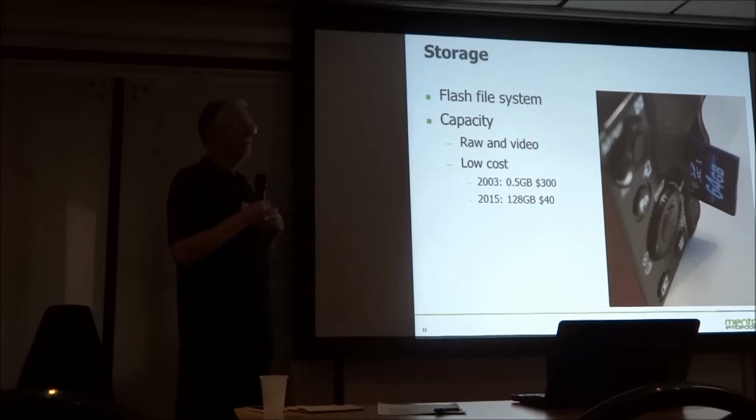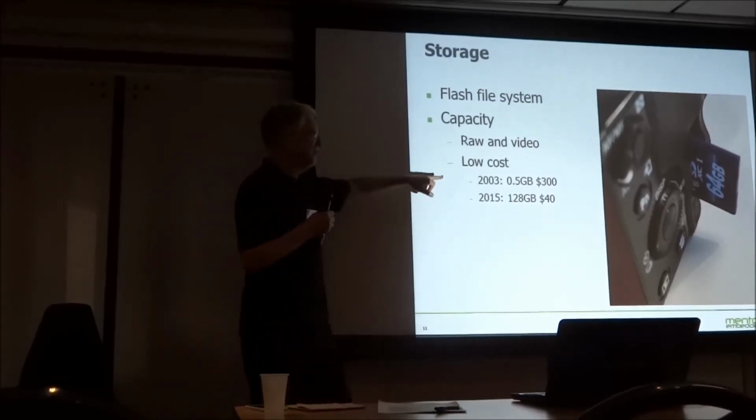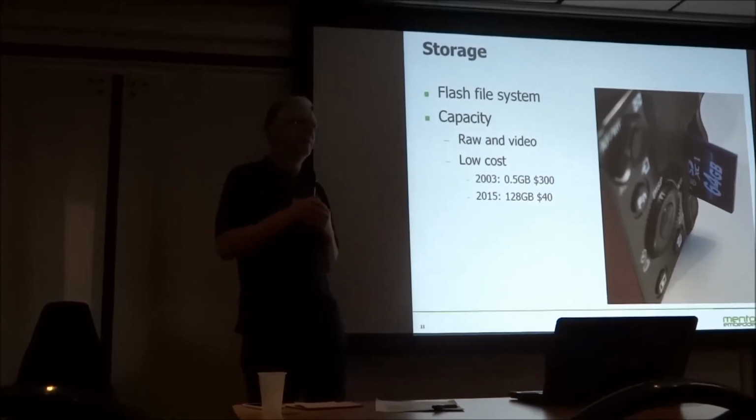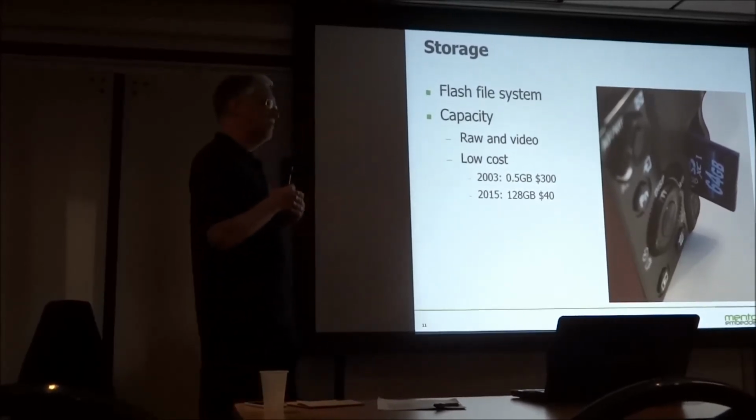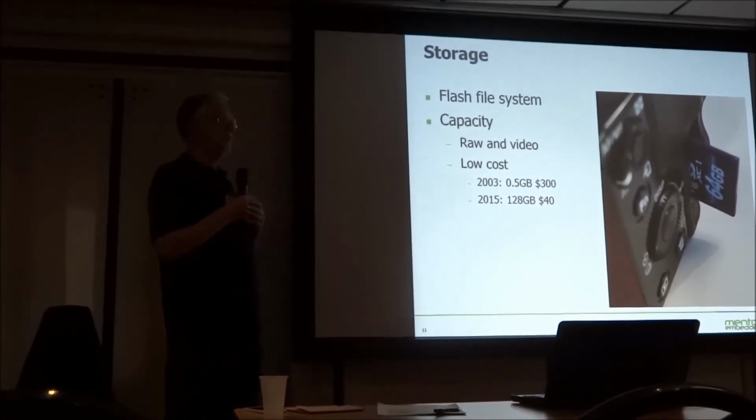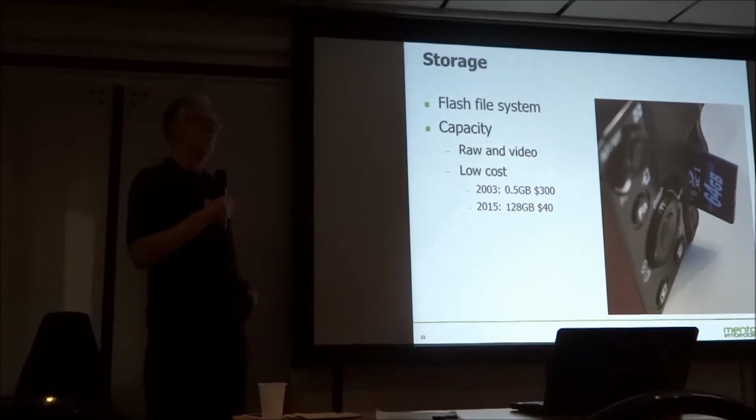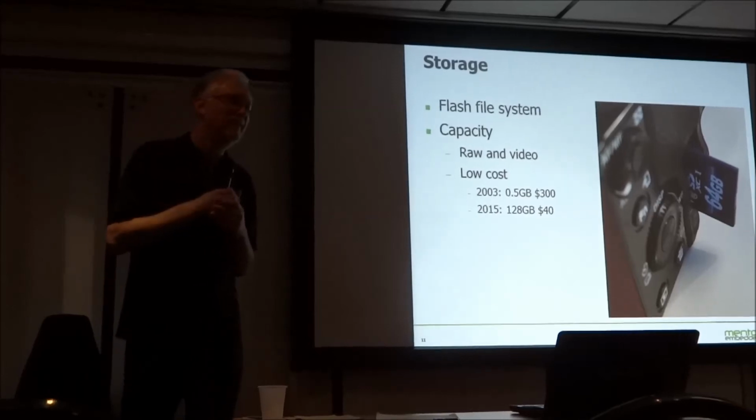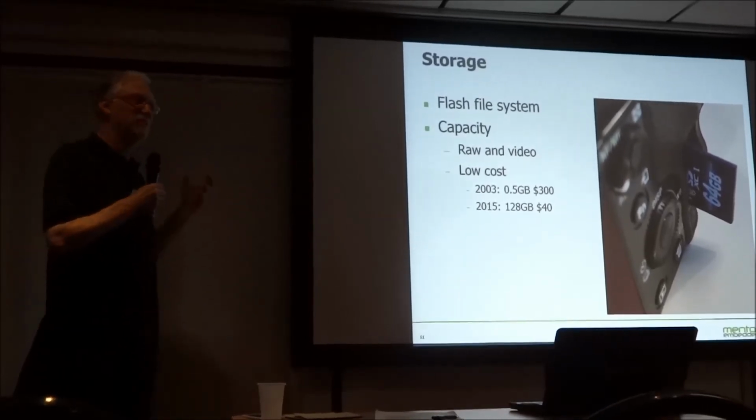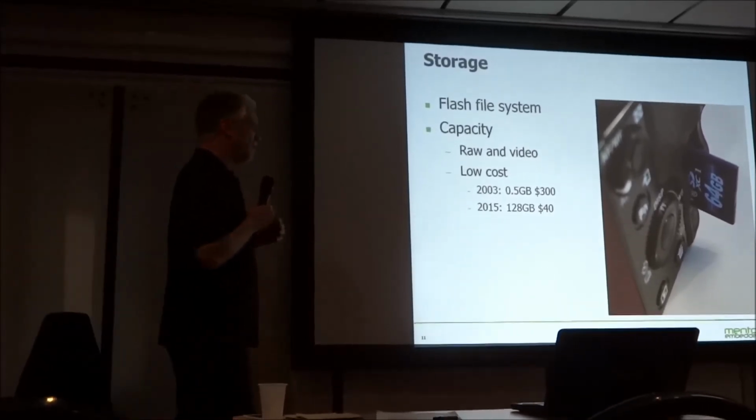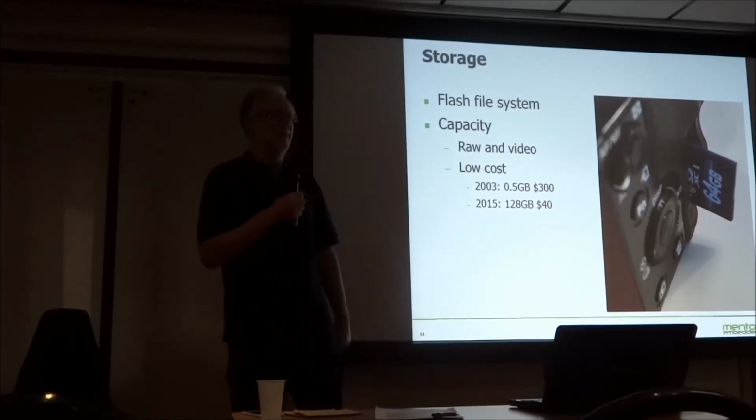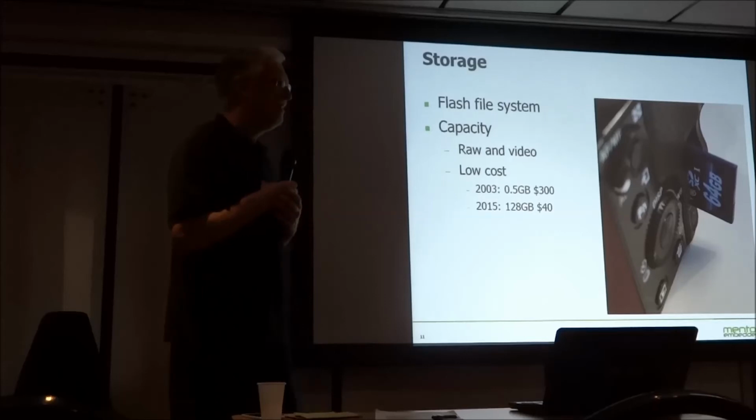Because if I look at when I first had a digital camera back in 2003, I had a 500 megabyte, a half a gigabyte card, which I purchased in America for $300 US for a memory card. $300 for a memory card. That's what they cost in those days. I didn't like this, but that's what they cost. I recently bought a 128 gigabyte card for $40. We've moved on a bit, haven't we?